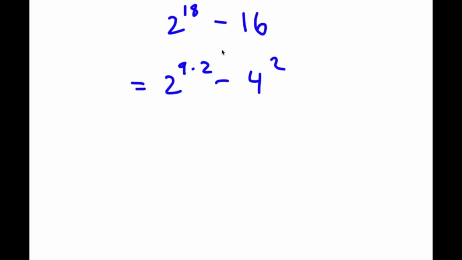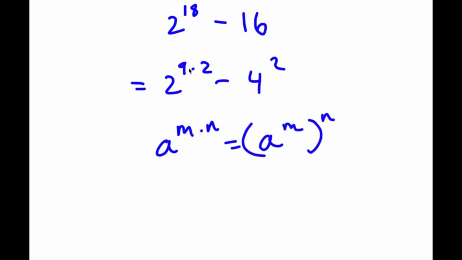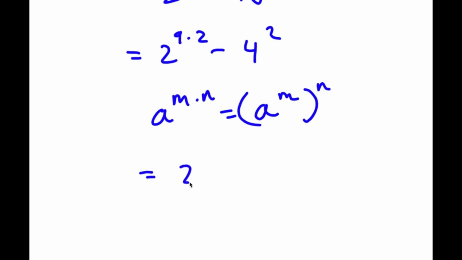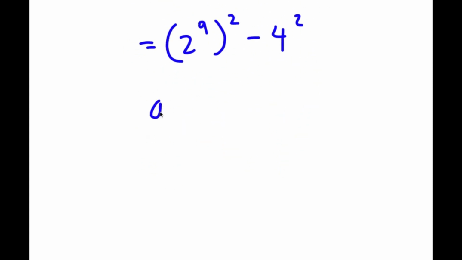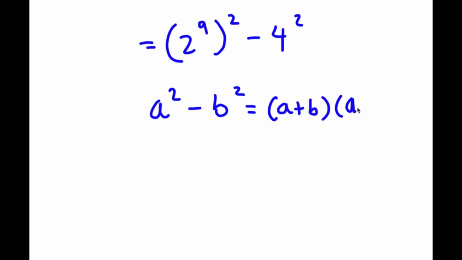Now, if I have something in the form a to the power of m times n, this is equal to a to the power of m to the power of n. So 2 to the power of 9 times 2, I can rewrite as 2 to the power of 9 to the power of 2. Now I have this minus 4 to the power of 2. Now, if I have something in the form a squared minus b squared, this is equal to a plus b times a minus b.